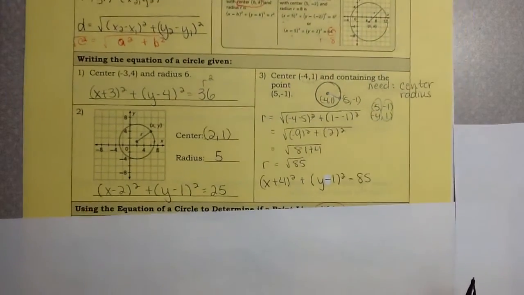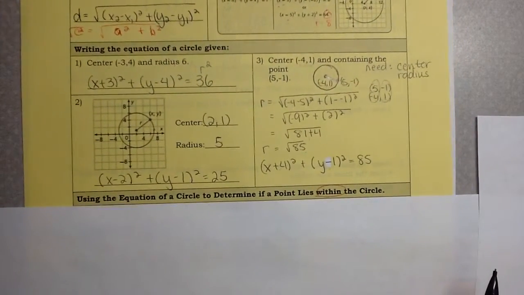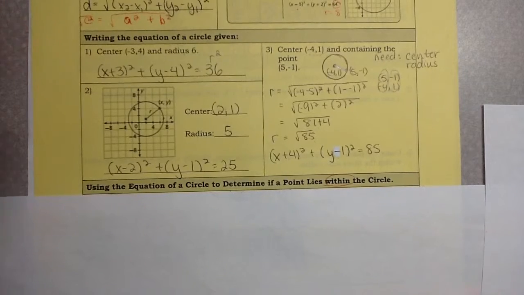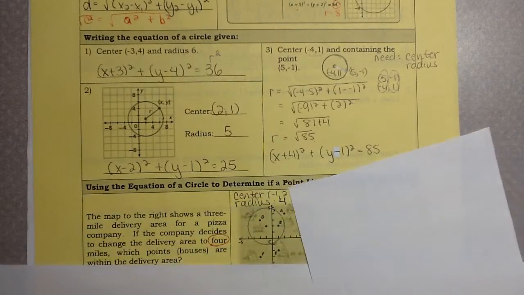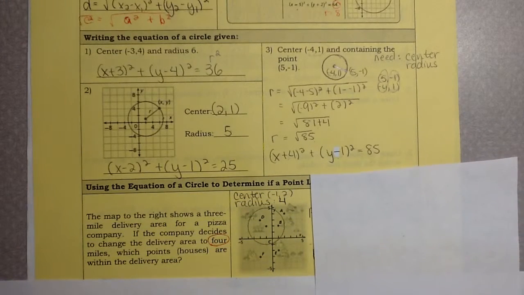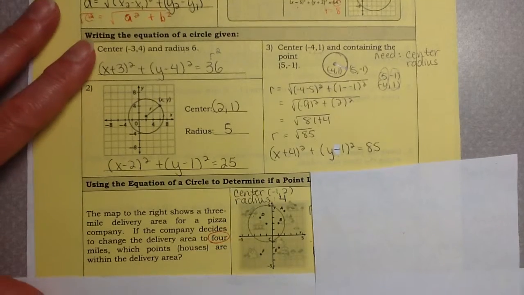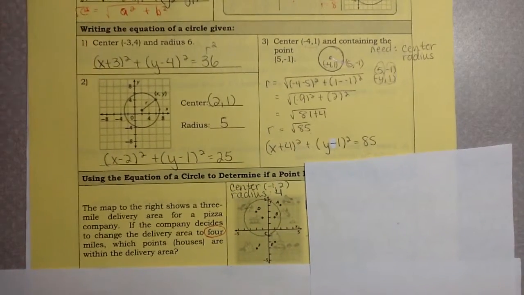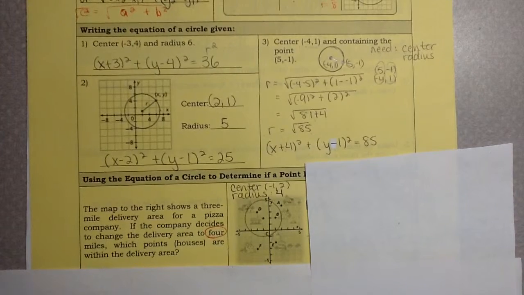Okay, now we want to see if a point lies within a circle. So here is a problem. We have a diagram here that is a map. It shows a 3-mile delivery area for a pizza company, and let's just say they decide they want to increase their delivery area to 4 miles, and we want to know which houses are located within that area. So what we want to find is the points that are inside the circle.